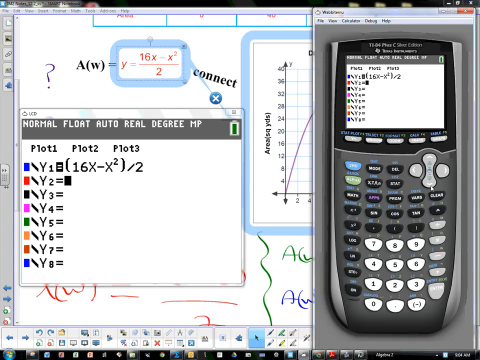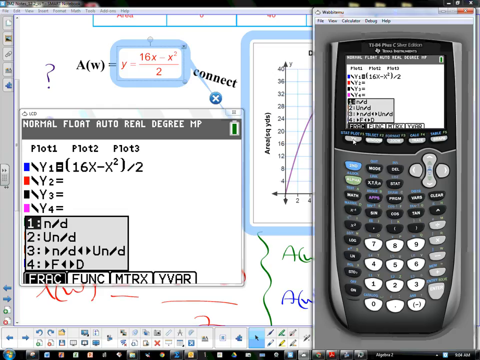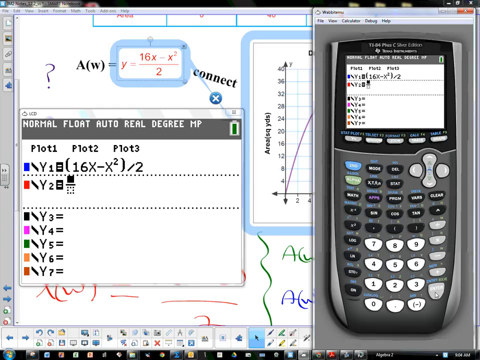Yes, here's another way. If you have the new TI-84 with math print, you can go alpha, y equals, and there is a fraction up there. You enter the fraction, and now we have 16x minus x squared, and then you drop down to the denominator and just divide by 2. Isn't that nice? That's how it should look.